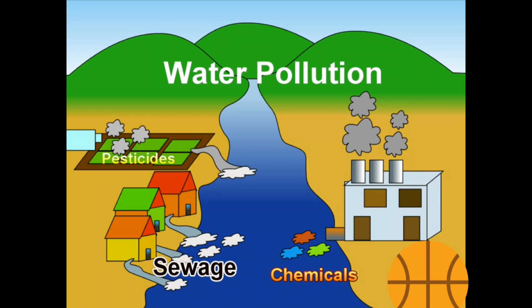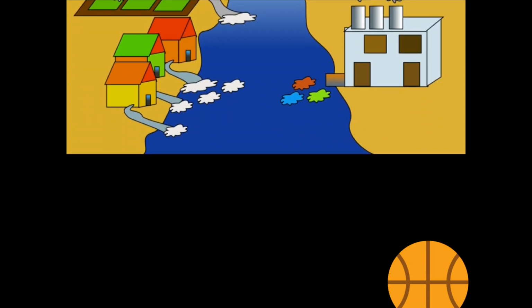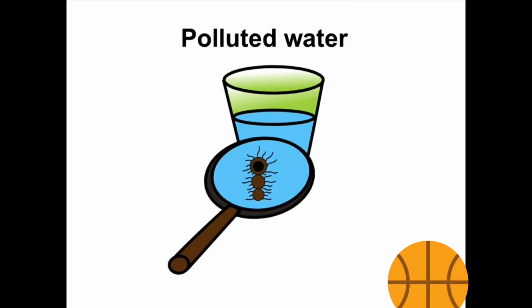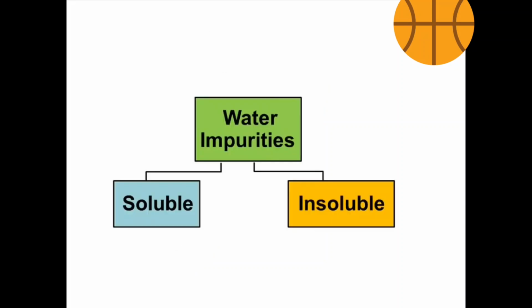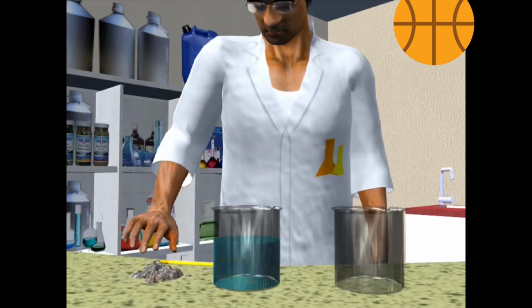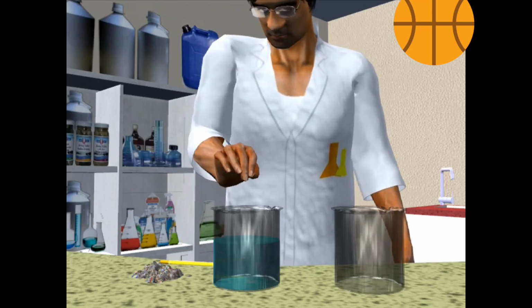Some factory wastes also contain poisonous, harmful chemicals which are released in the river and polluted. Pesticides and other chemicals from the farms flow into the river and pollute it. We cannot drink polluted water as it contains harmful bacteria which can cause many diseases. The insoluble impurities can be removed by a few methods.